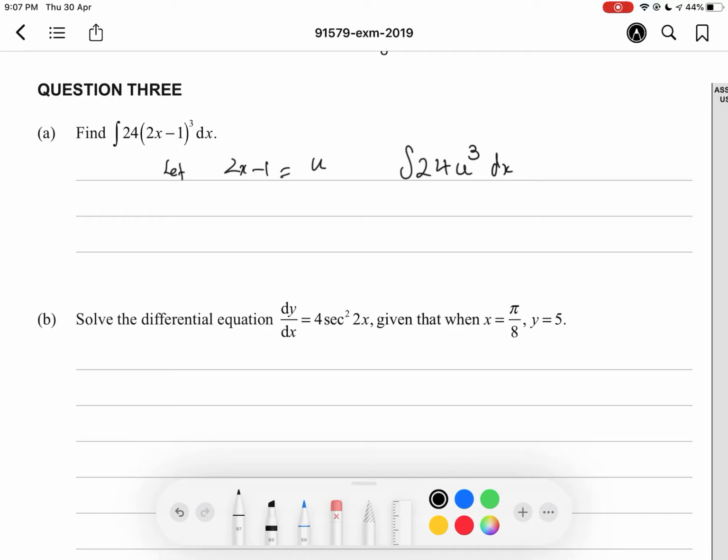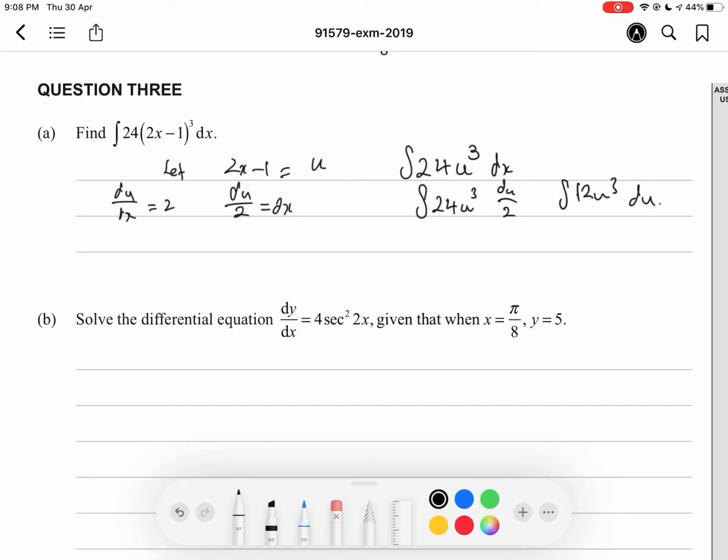To do that, we need to differentiate. So du over dx equals 2, and therefore du over 2 is equal to dx. So we can replace dx with du over 2. So we'll have the integral of 24u^3 du over 2, and this will simplify to be 12u^3 with respect to u.